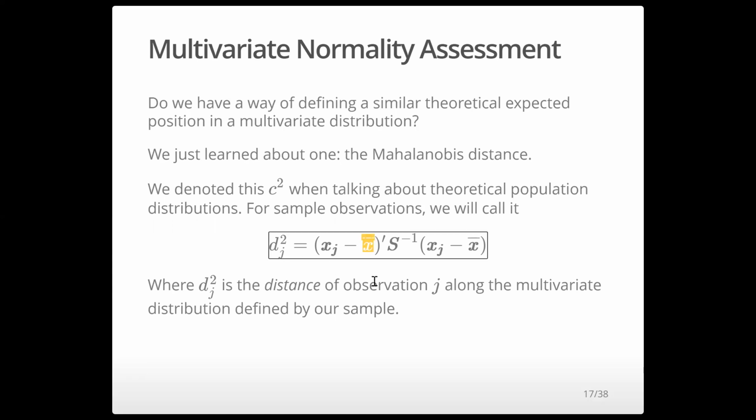And this is the observed mean vector. So instead of mu, we have x bar. And then instead of inverse sigma, we have inverse S for our sample covariance matrix. And so here d squared is the distance of observation j along the multivariate distribution defined by our sample.